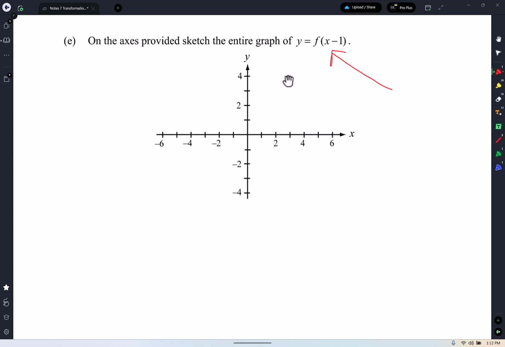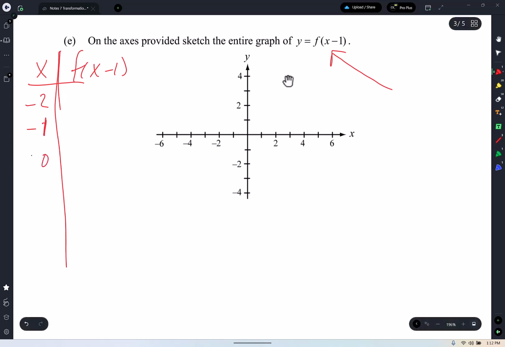It's going to move to the right one time. Because of that, we already know this. That's why we got the hack. I'm going to start at negative 2, not negative 3, because if I put negative 3 in there, well, you'll see right now. Negative 2, negative 1, 0, 1, 2, 3, 4.